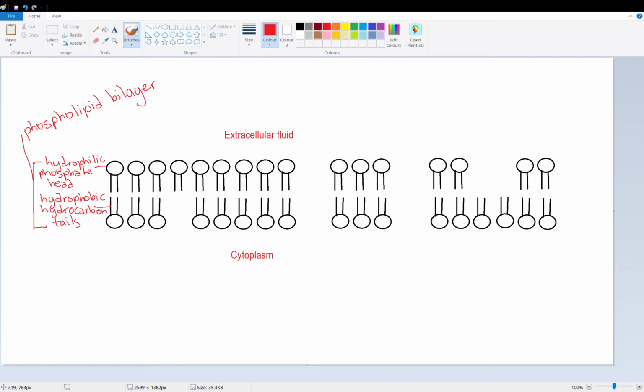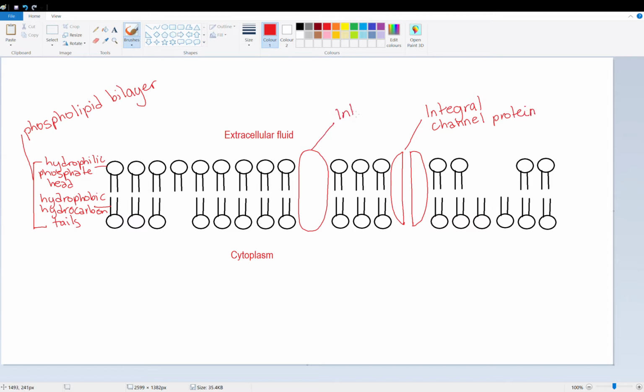So the next thing we'll draw in is our integral protein. So that just looks a little something like this. And as you can see, it spans the entirety of the phospholipid bilayer. And then we also have what's called an integral channel protein. So very similar looking, but just has a channel in the middle of it. Just label both of those.